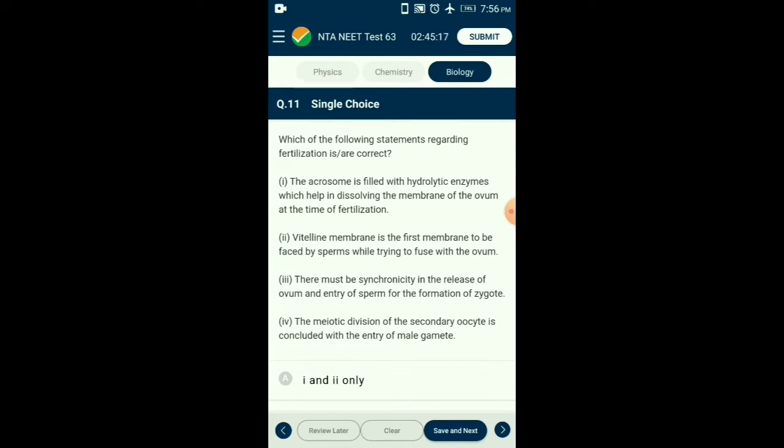An egg can only survive for up to 24 hours after it is released, while sperm can survive in the female reproductive tract for about 3 to 5 days. Mating within this duration can increase the chances of fertilization.